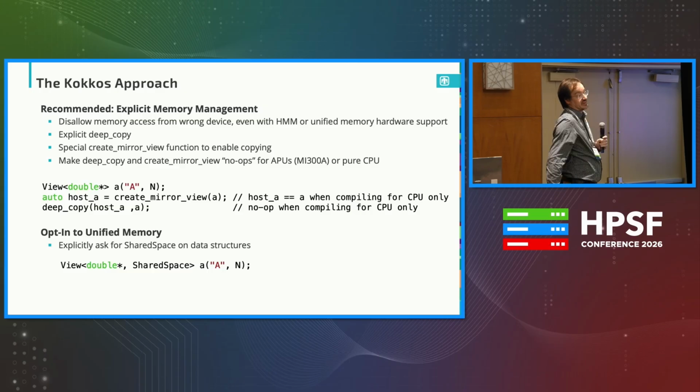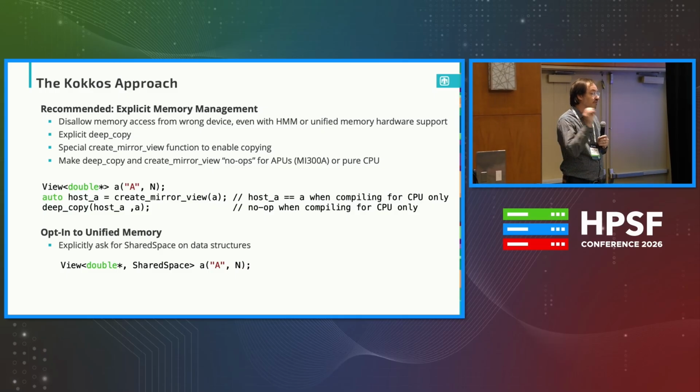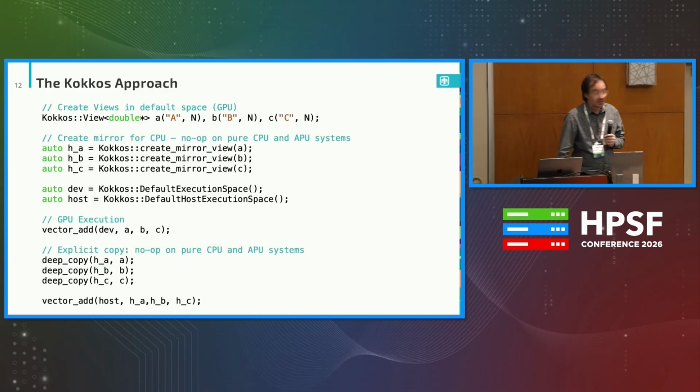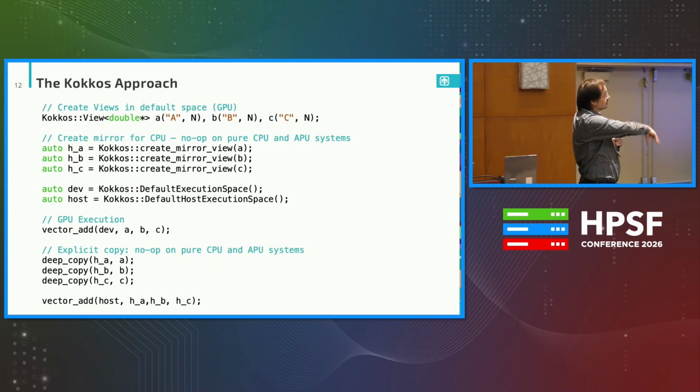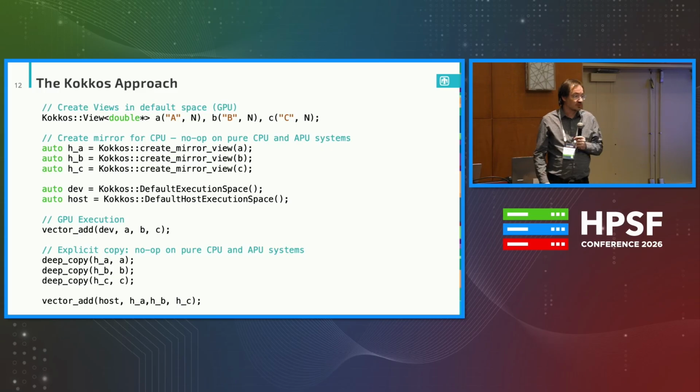You can opt into true unified memory with page migration by asking for the correct memory space, right? It's a type on your data structure. And so that means you have to opt in to the unified memory for the cases where it might actually still be beneficial, but it's not what we do by default. This is kind of how it would look: you create these mirror views of your vectors, you run your vector add, you call all the deep copies, and then you run another vector add, right? And these deep copies become no-ops on MI300A.